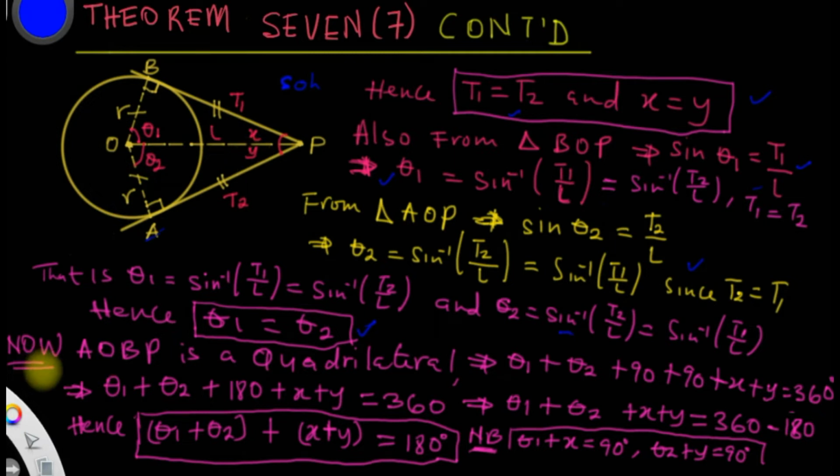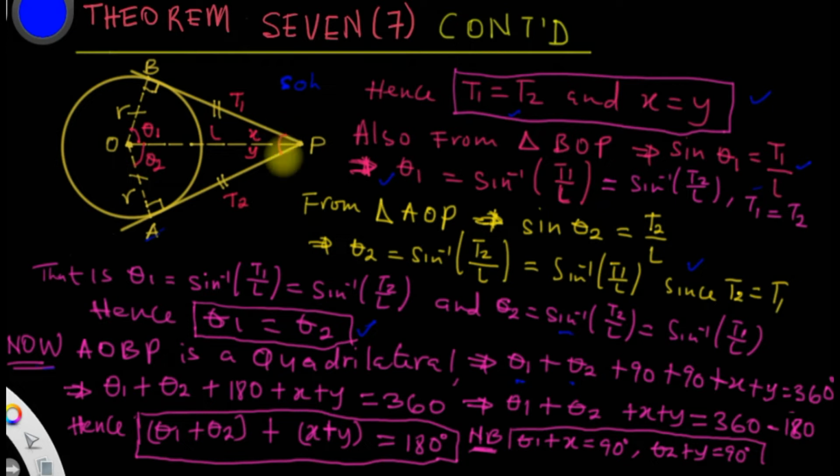We are saying now, AOP, this is what? It is a quadrilateral. So what does it imply? Since it is a quadrilateral, if you add all the angles in the quadrilateral, you get 360 degrees. If that is the case, then we are adding all the angles in this quadrilateral.